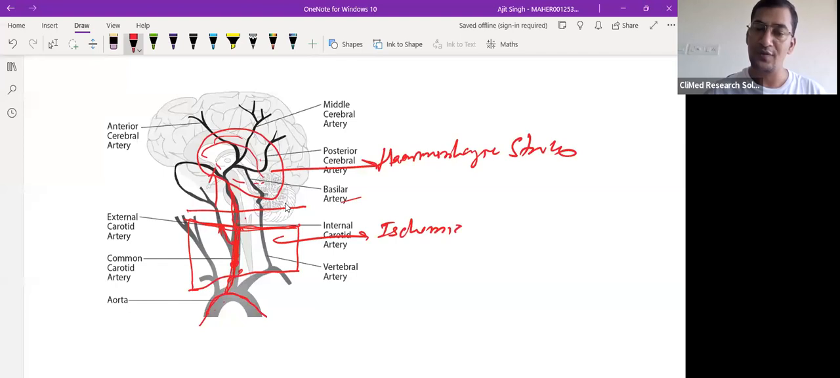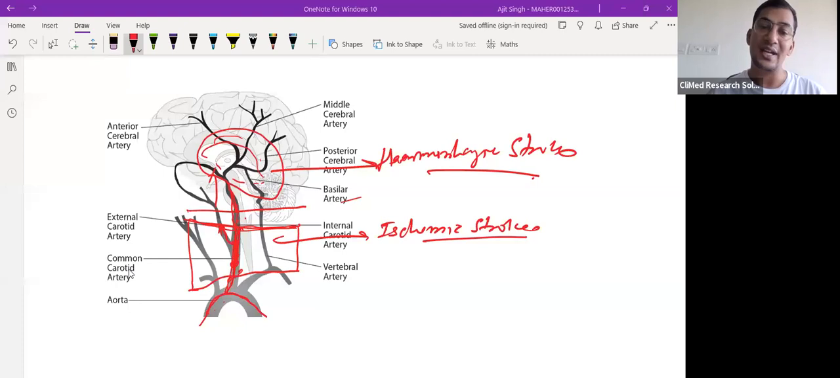There are two types of strokes, and the management and assessment of these two strokes are totally different. Management means the drugs: we cannot give all the drugs in both types of stroke, so we have to choose the drugs depending on the type. I'll teach that also. I'll be taking one class on stroke as well, don't worry. I'm just telling you the exact locations and how we identify those things.